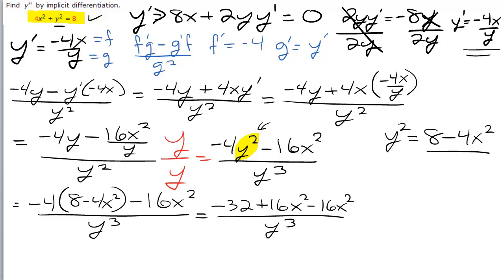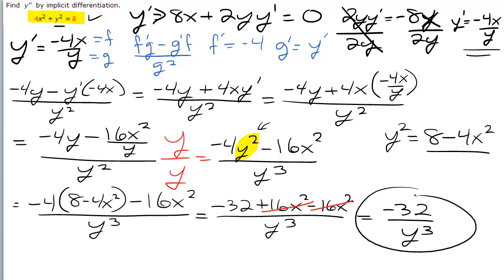And lo and behold, that ends up canceling out those two terms, and we're left with just negative 32 over y cubed. That is y double prime. That's our second derivative, and that's really the cleanest way we can reduce it.